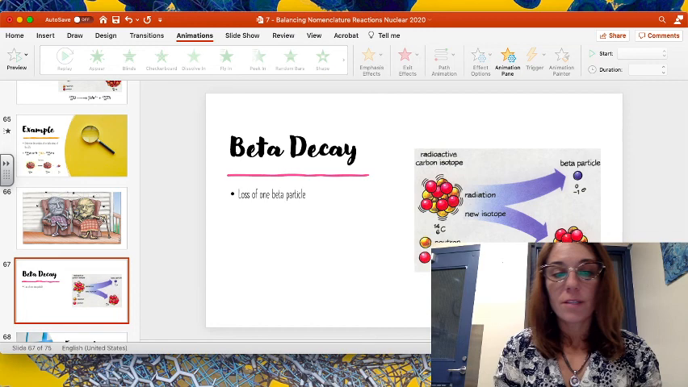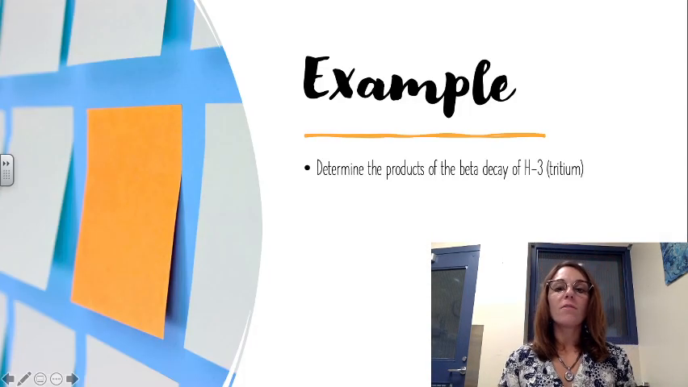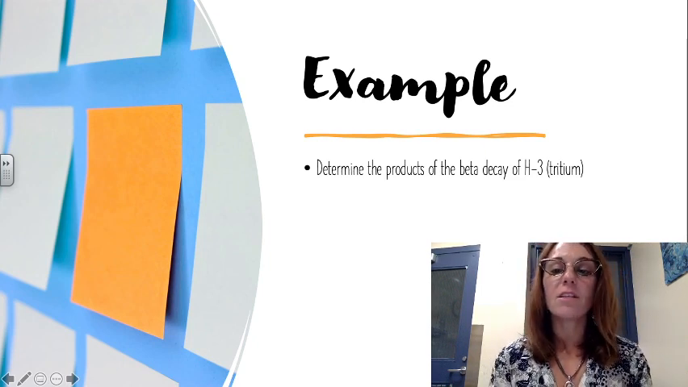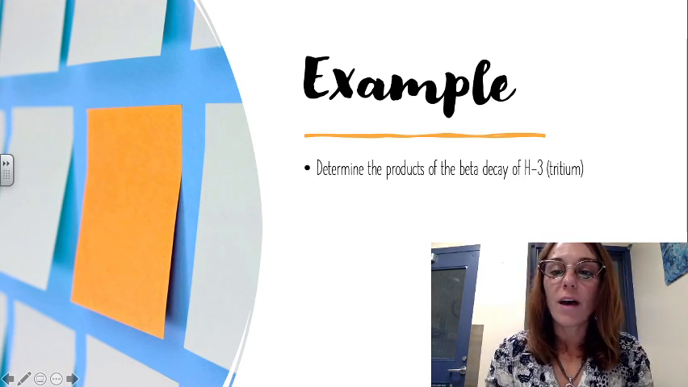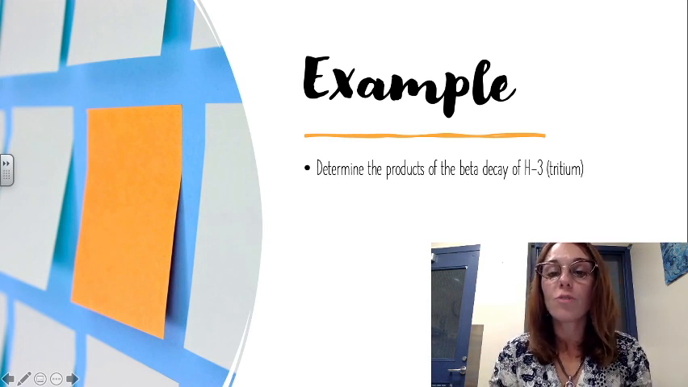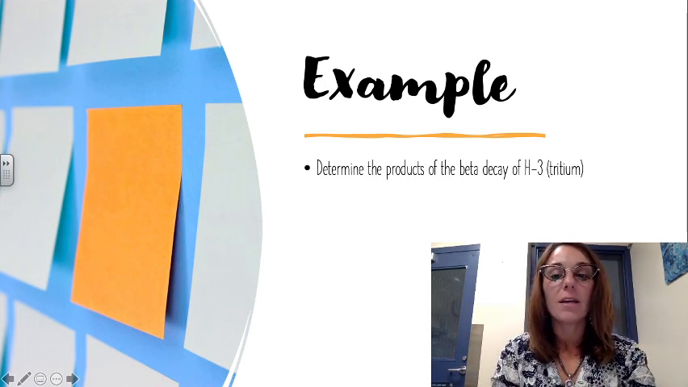Okay, let's do another example. Determine the products of the beta decay of H3. So this is hydrogen. This is a special isotope of hydrogen. There are actually 3 of them. So there's hydrogen that has a mass of 1. There's hydrogen with a mass of 2, which is called deuterium. And then there's hydrogen with a mass of 3, which is called tritium. So I want to figure out what the products of this beta decay is of hydrogen 3.